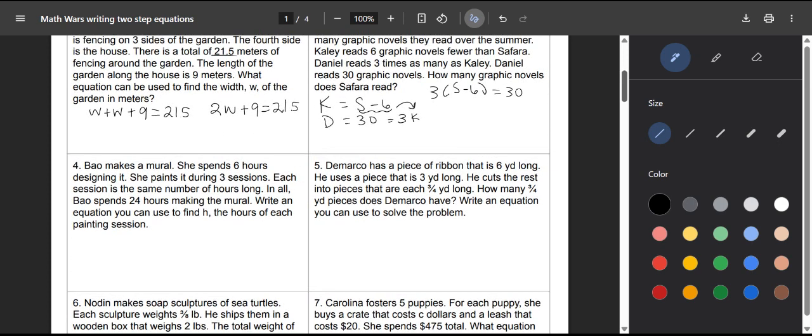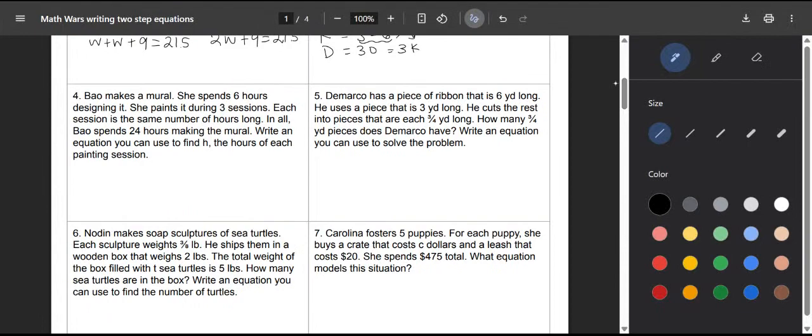All right, here is your last you do for this type of problem. Bao makes a mural. She spends 6 hours designing it. She paints it during 3 sessions. Each session is the same number of hours long. So I know I could do session plus session plus session to figure out the total hours on her sessions. In all, Bao spends 24 hours making the mural. Write an equation you can use to find H, the hours of each painting session. So they did tell us what variable to use for her hours. Go ahead and write your equation while you pause this video, and then unpause when you're ready to check.